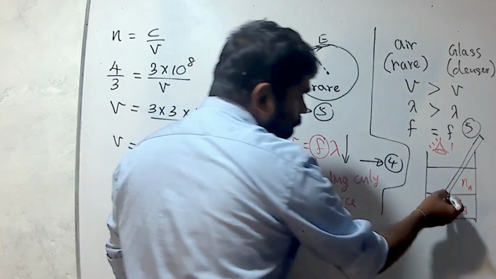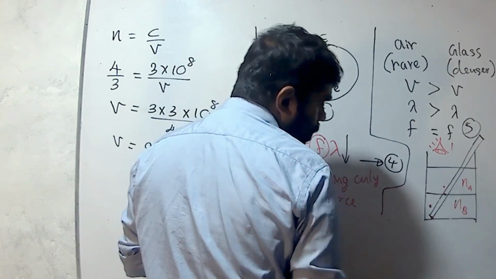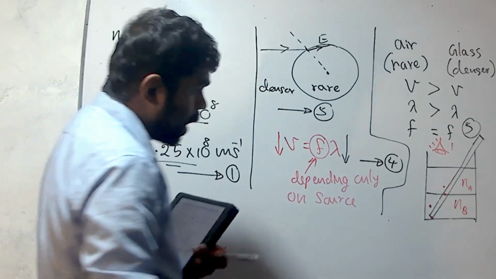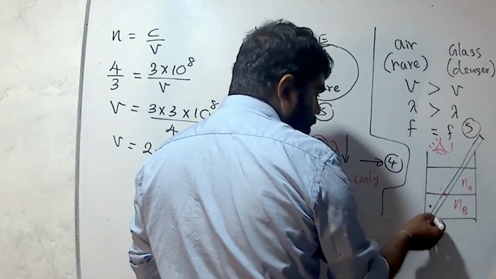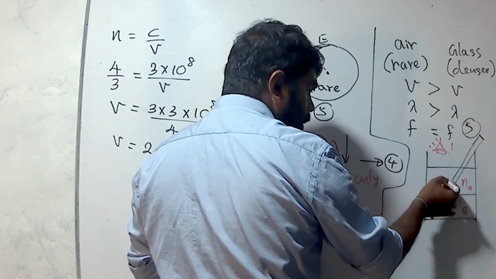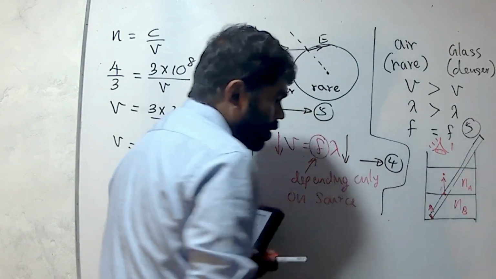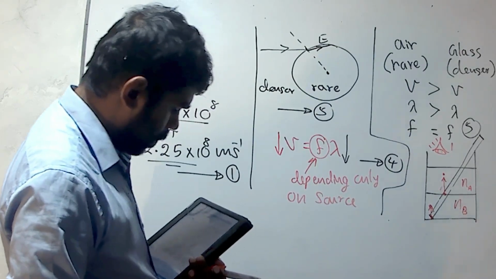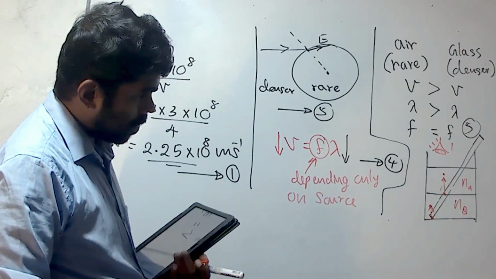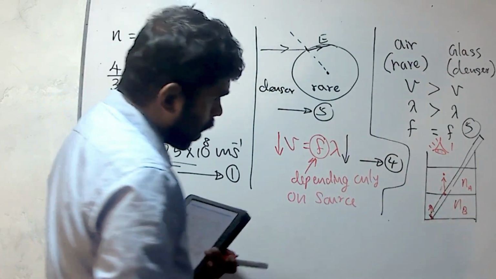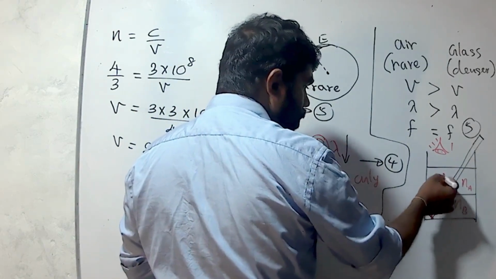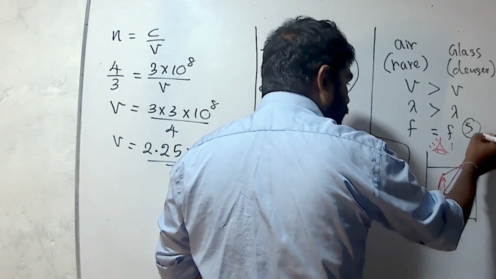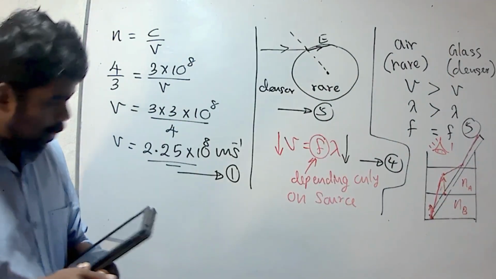Therefore, the apparent displacement of this point should be greater than this apparent displacement. Then it should be like this. It means we can observe the rod like this. Roughly, the rod should be like this. Then the answer should be 1 for the question.